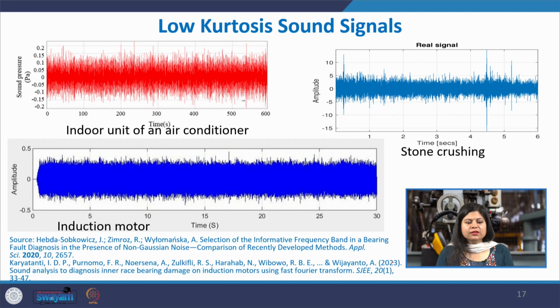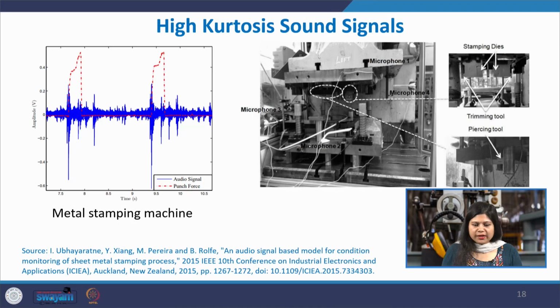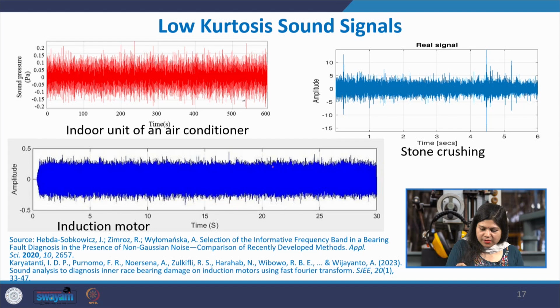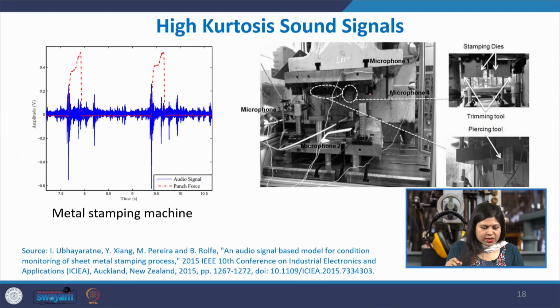If you see here the waveforms of these low kurtosis sound signals, this is how it looks, more or less a uniform distribution, whereas if you look at the high kurtosis sound signals, this is of a stamping machine where the microphone is placed quite next to the stamping tool. Compared to these kinds of signals, here you see suddenly low sound and then sharp peaks in between. So, very peaky in nature. That is a high kurtosis sound signal which is more dangerous for human hearing.